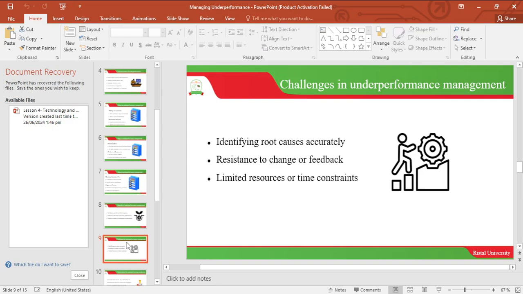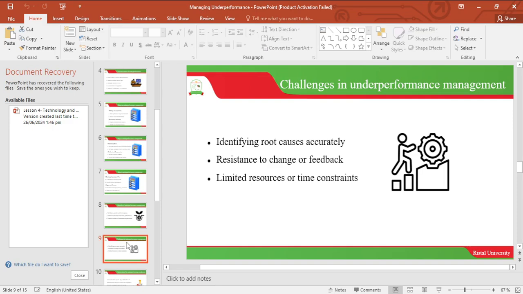Okay. Then we have limited resources or time constraints. That's also another challenge facing managers. You have a project you're running, but you have employees who are not performing. So what do you do? Okay. Do you need to give additional resources to train them, or do you need to go and hire from outside? What do you do? So it becomes I think a challenge to managers, given the limited resources, given the limited time, so the employees are not performing. What can you do to make sure that you improve their performance in the meantime?